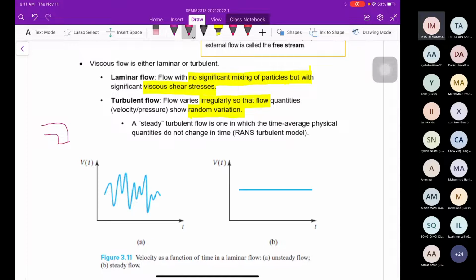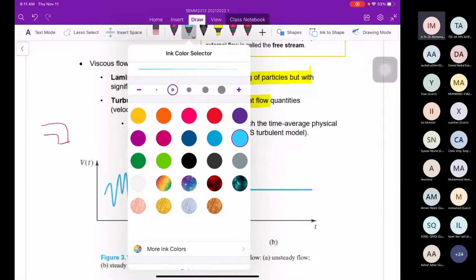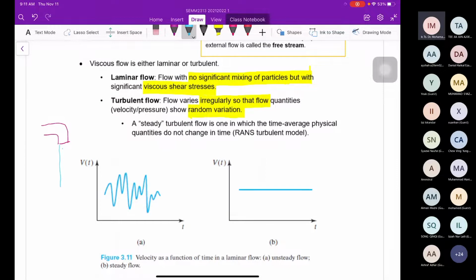For example, this is your pipe system, and we have water flowing throughout the pipe. Then you put in one sensor, maybe a probe, a velocity sensor, and you measure over time. What you can see is that the velocity keeps changing over time. This is what we call turbulent flow. It is a mixing of flow, and the flow has random variation.